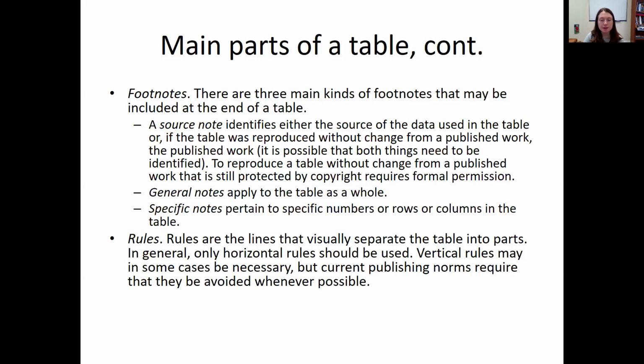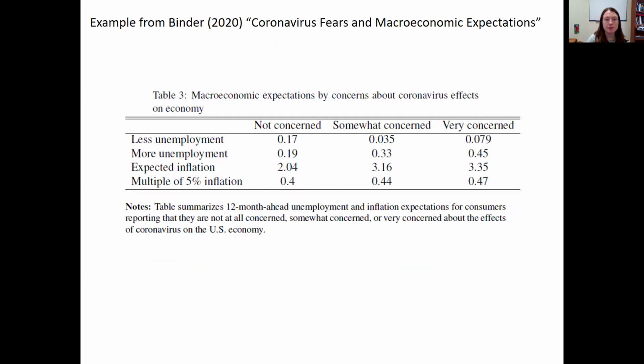Okay. Finally, there are rules in a table. Those are just the lines, the horizontal lines usually, that separate the table into parts. So usually only horizontal rules are used. Most publishers don't actually allow you to have vertical lines between the columns in your tables. Let's look at an example.